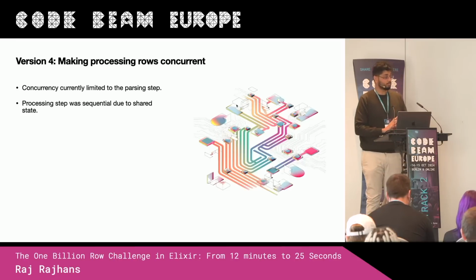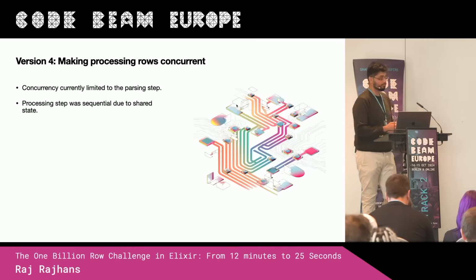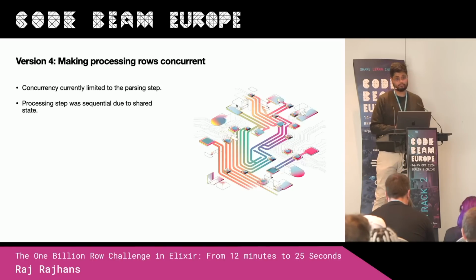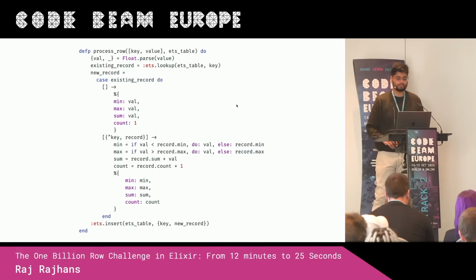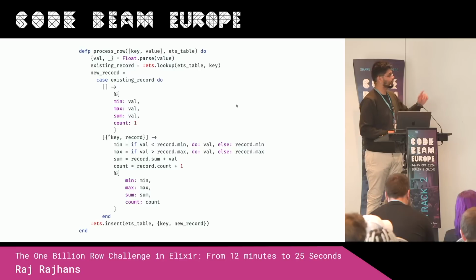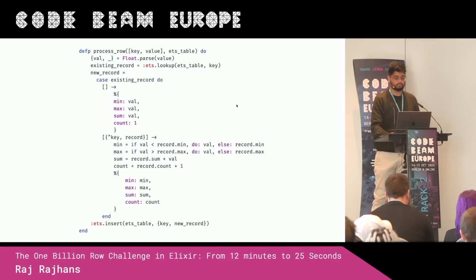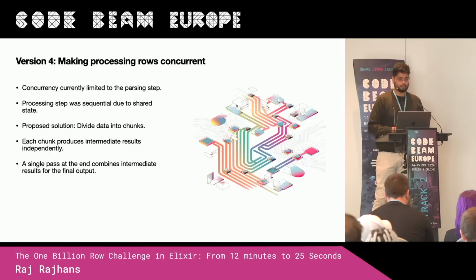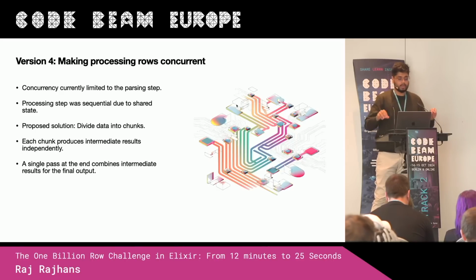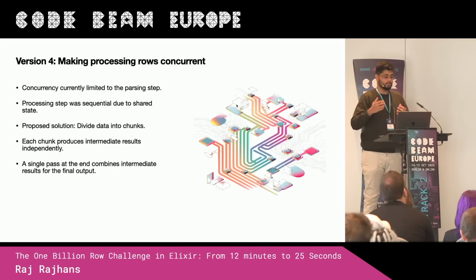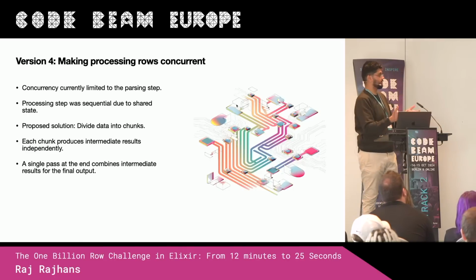Okay. So now that we have seen that, coming back to our problem, until now we only had concurrency limited to the parsing step, whereas the processing step was completely sequential because of the shared state. Just to recap, this is our main function, the process row function, and it needs to check if an existing record is there in the ETS table to generate the new output. So I thought, well, what if we could do something like this? We divide the whole data into different chunks, and then each chunk can produce its own result independently. And then at the end, we try to combine and merge the whole thing for the final output.